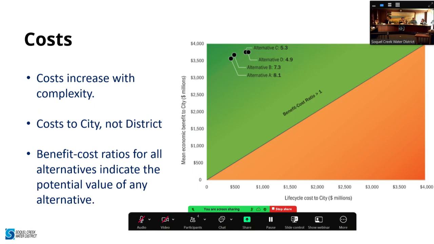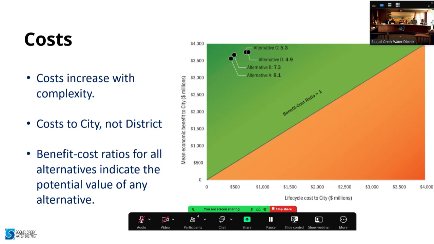And one thing just to note is that because alternatives C and D avoided all impacts from drought curtailment because they were projected to fill the supply gap 100%, those are expected to have the greatest benefit. Moving on to costs, obviously, as the complexity of the project goes up, costs increase.